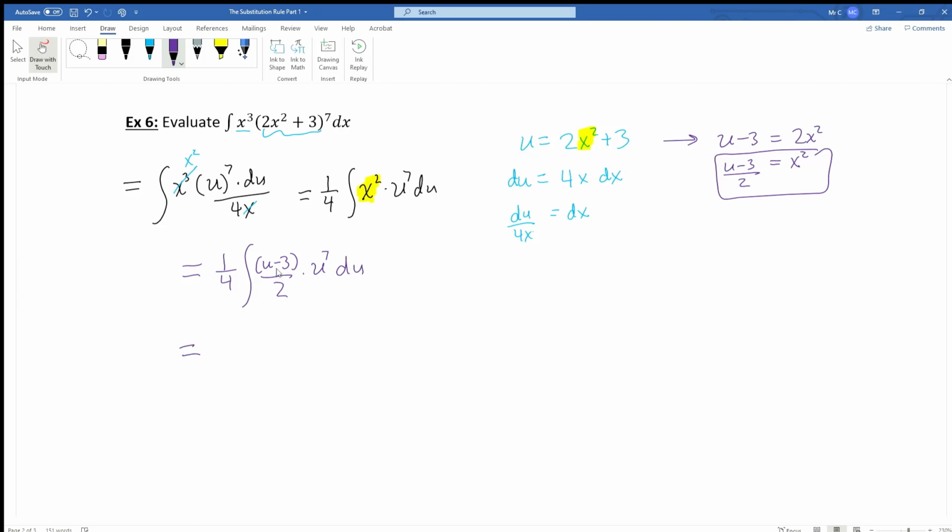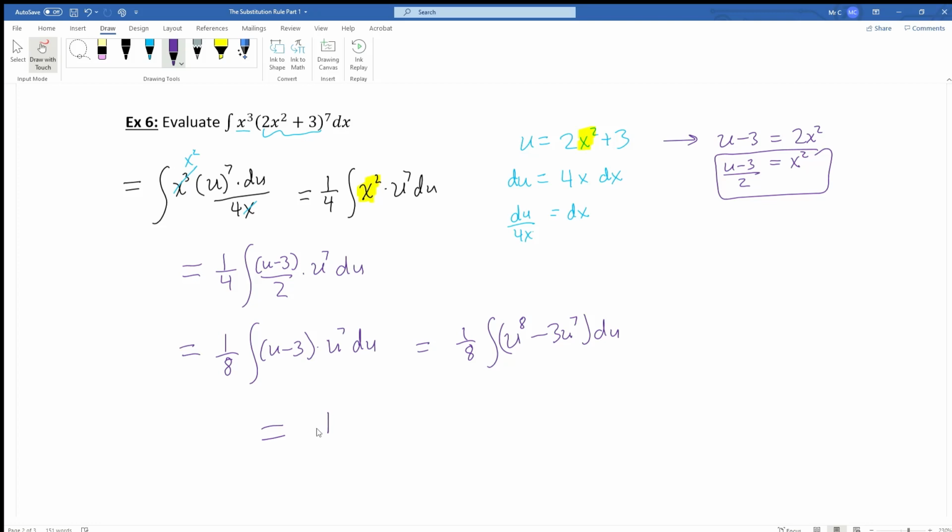All right, I've got that constant 1 over 2. So if I pull that out front, that's 1/4 times 1/2, which is 1/8, times the integral of u minus 3 times u to the 7th du. And now, since the binomial here is only to the 1st power, this is a very easy multiplication to perform. So I can just distribute the u to the 7th times u minus 3 and get u to the 8th minus 3u to the 7th du.